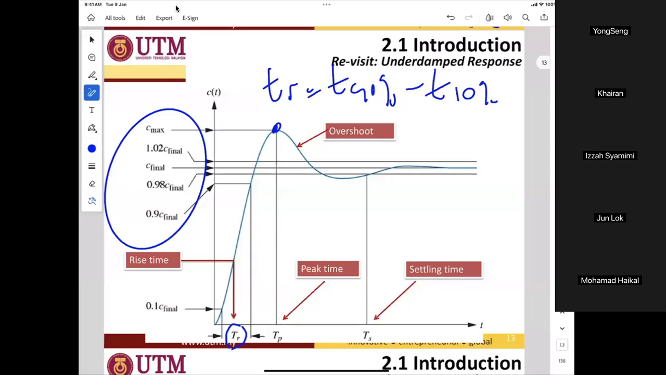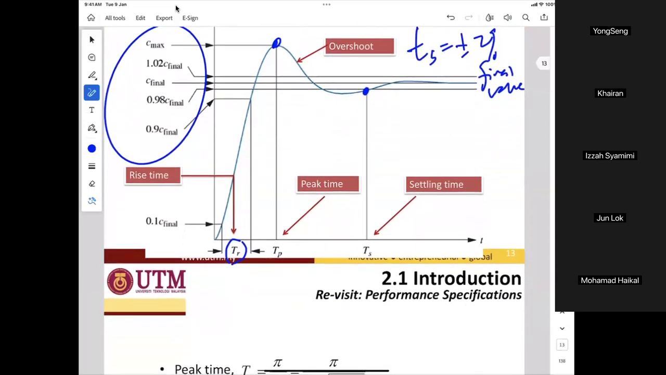Settling time is where the response stays within plus minus 2% of the final value. Which one comes first, either 1.02 or 0.98? In this case, 0.98 comes first. So this is your settling time. Sometimes the 1.02 comes first. It depends on the situation. So that is your settling time.